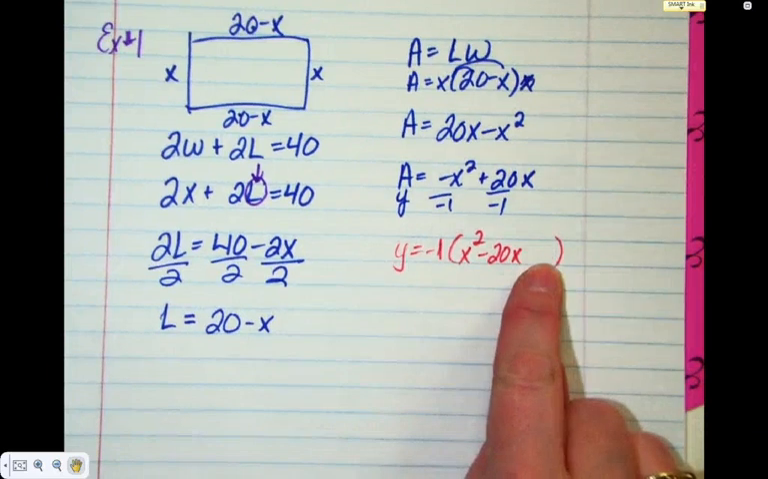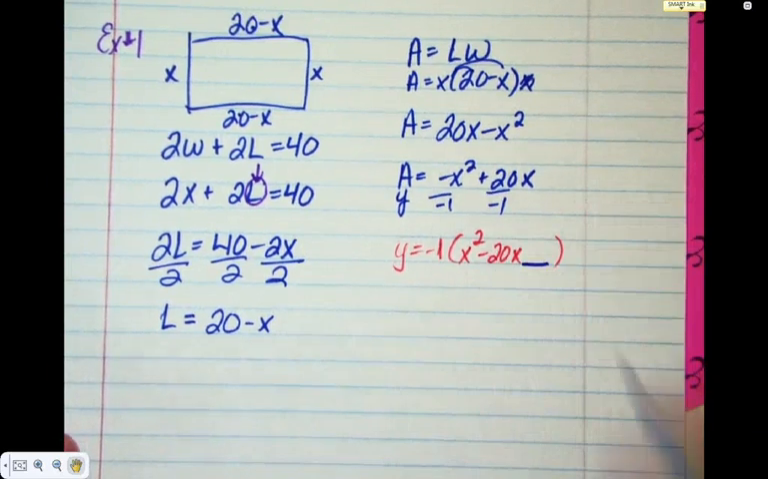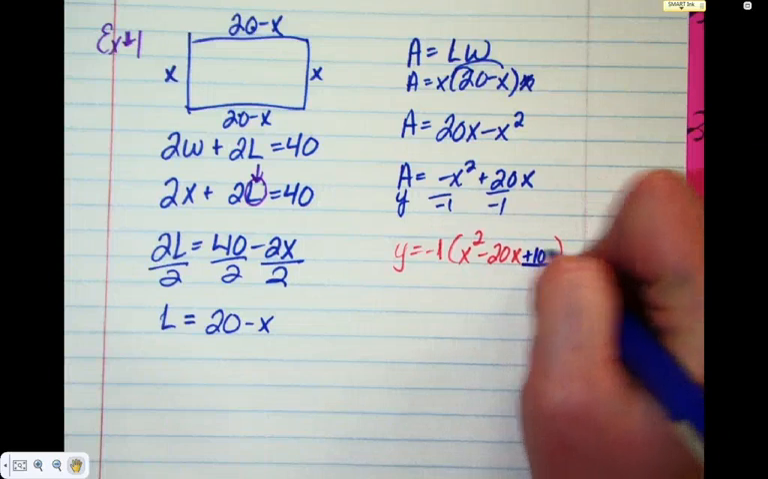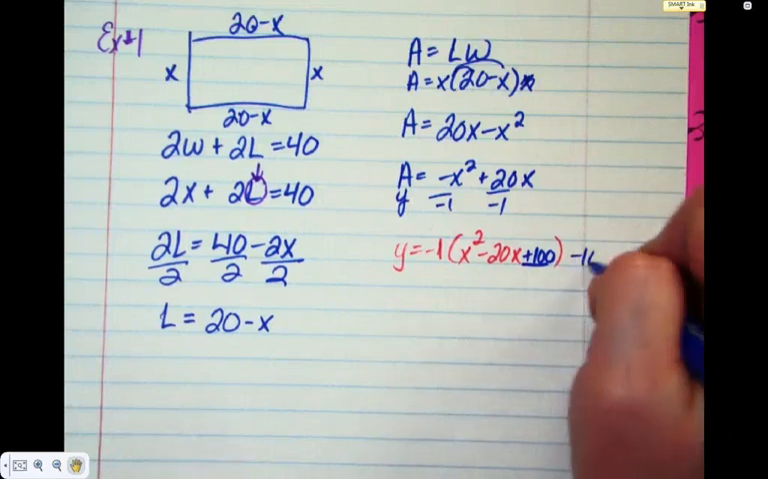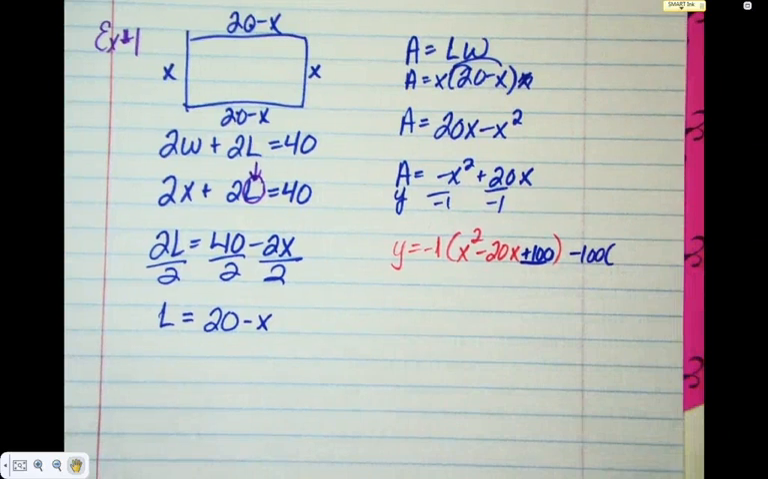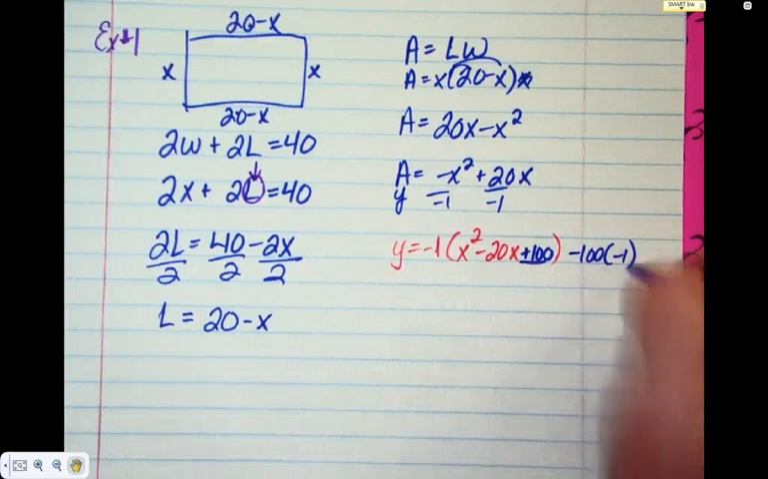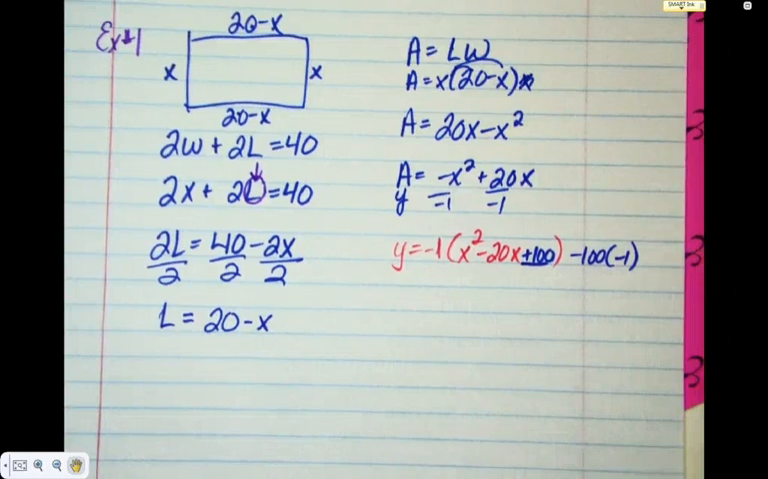How do I fill in this space here? Complete the square, which is middle divided by 2, squared. So 20 divided by 2 is 10, squared is plus 100. How do I balance out adding 100? Subtract 100, except what do I have to multiply by? The minus 1 in front. Still with me?